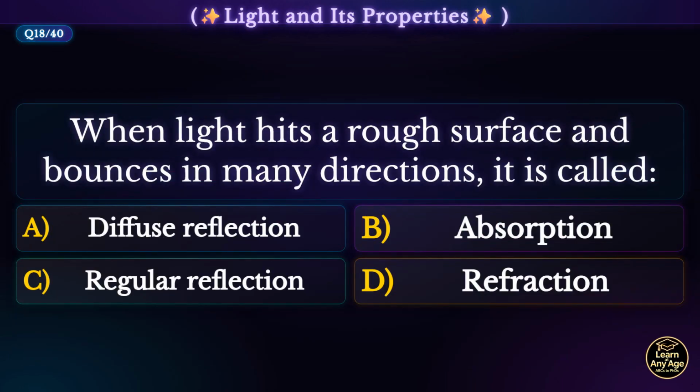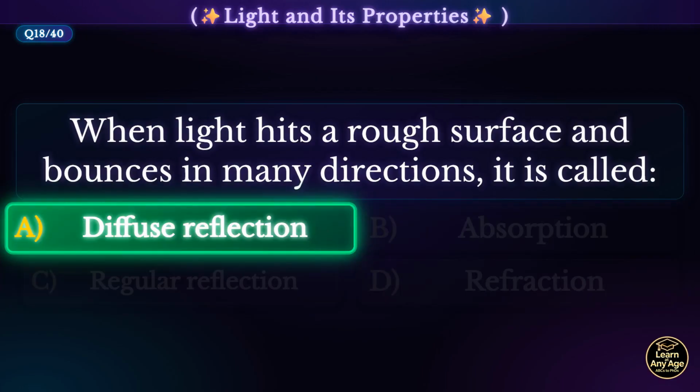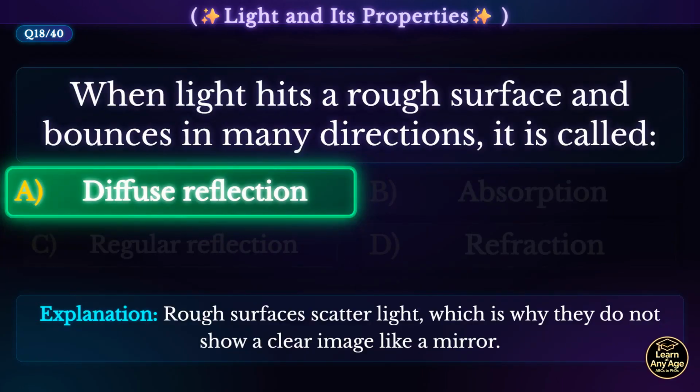When light hits a rough surface and bounces in many directions, it is called diffuse reflection. Absorption. Regular reflection. Refraction. Diffuse reflection. Rough surfaces scatter light, which is why they do not show a clear image like a mirror.